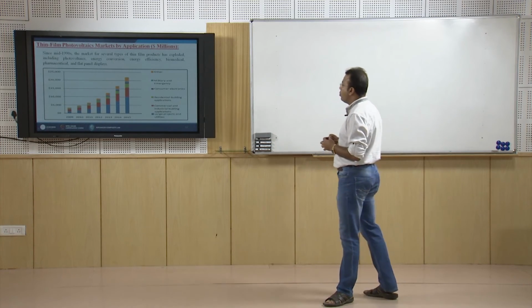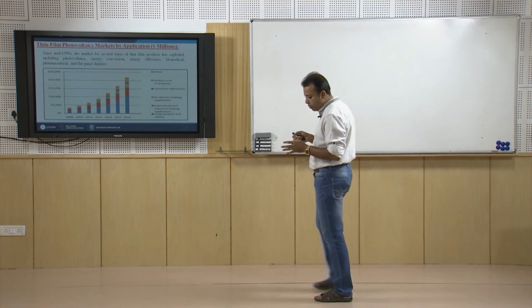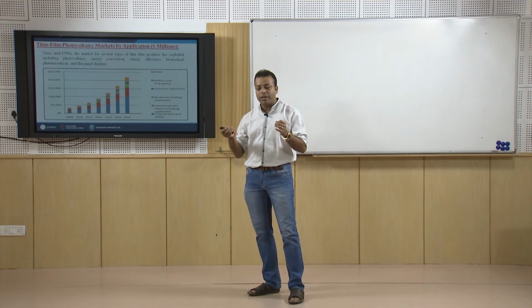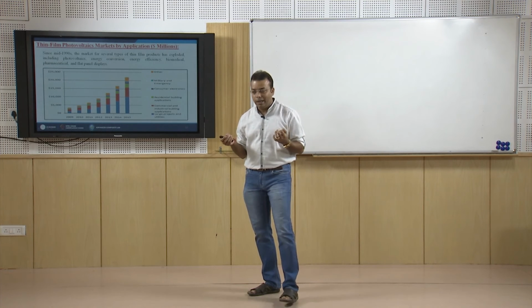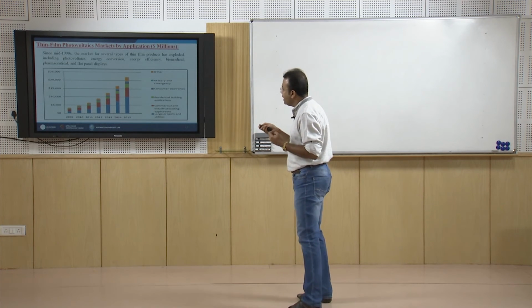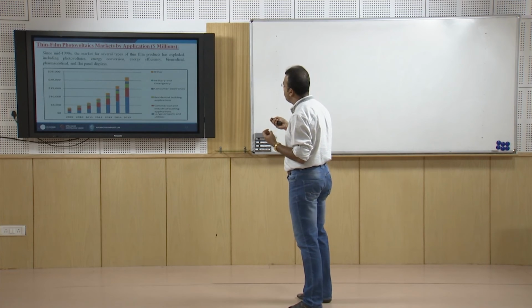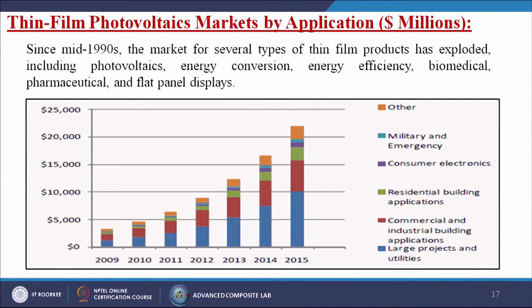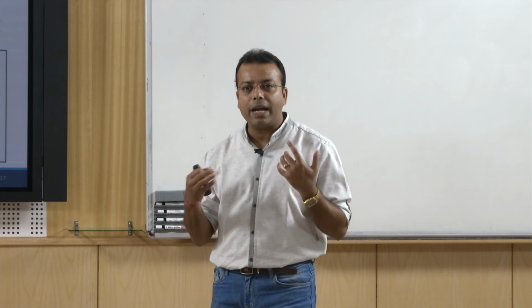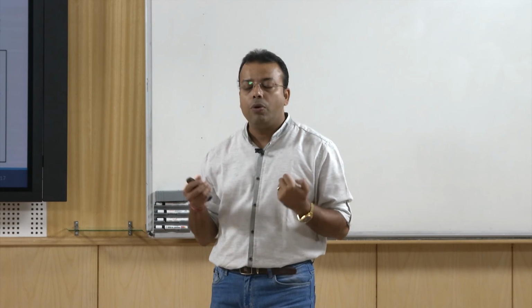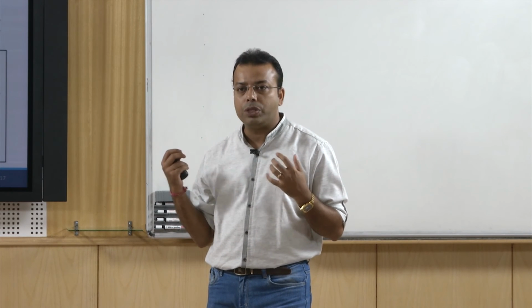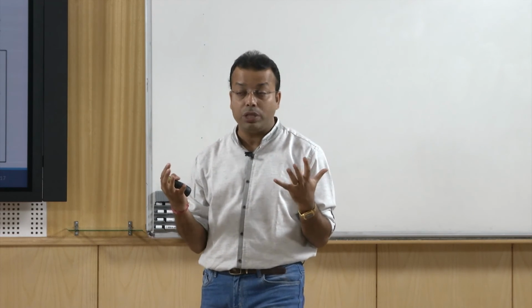Next, thin film photovoltaics. Here I am going to give you one example of how it affects our daily life. Since the mid 1990s, the market of several types of thin film products has exploded, like photovoltaics, energy conversion, energy efficiency, biomedical, pharmaceuticals, and flat panel displays. So, these are all the normal things where we are adopting thin film depositions, where thin film deposition is used the most.